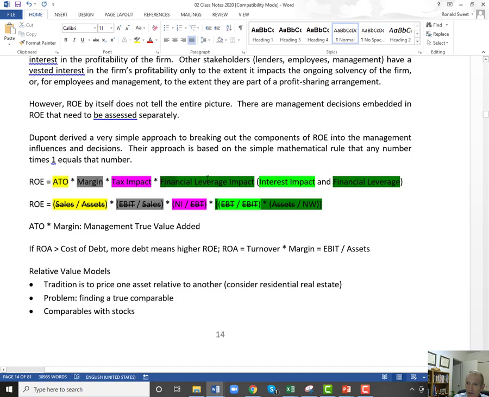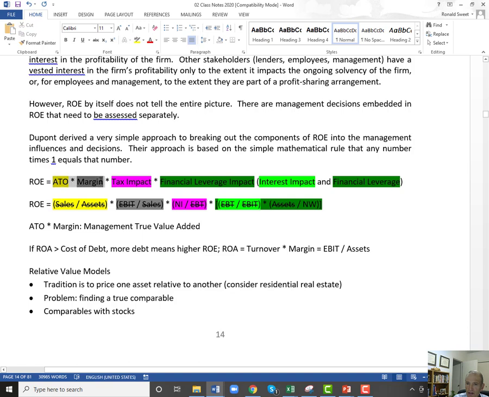The financial leverage. When a firm uses a lot of debt, it can increase return on equity significantly, but not for a good reason. Your return on equity is up only because the firm has become much more risky. And the financial leverage impact includes two pieces: the interest impact, which hurts your return on equity, and the actual financial leverage, which improves return on equity. So this is return on equity. Return on equity is your asset turnover times your margin.